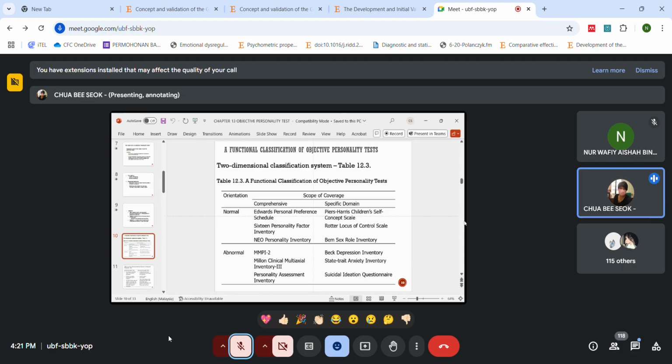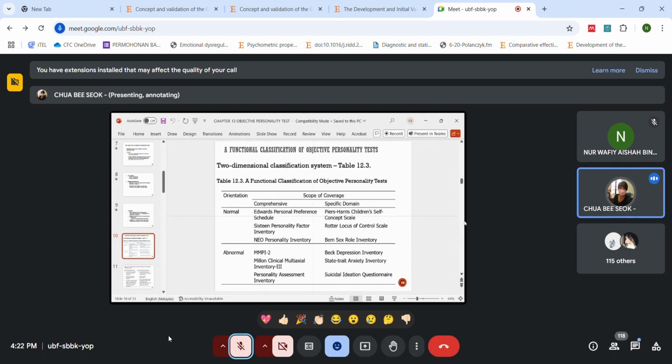The scope, yeah. One type of test is the comprehensive personality test, and the other one, with more specific coverage, is called the specific domain personality test. So comprehensive means a complete form. For some instruments they call it a short version, right? So comprehensive means the full set.